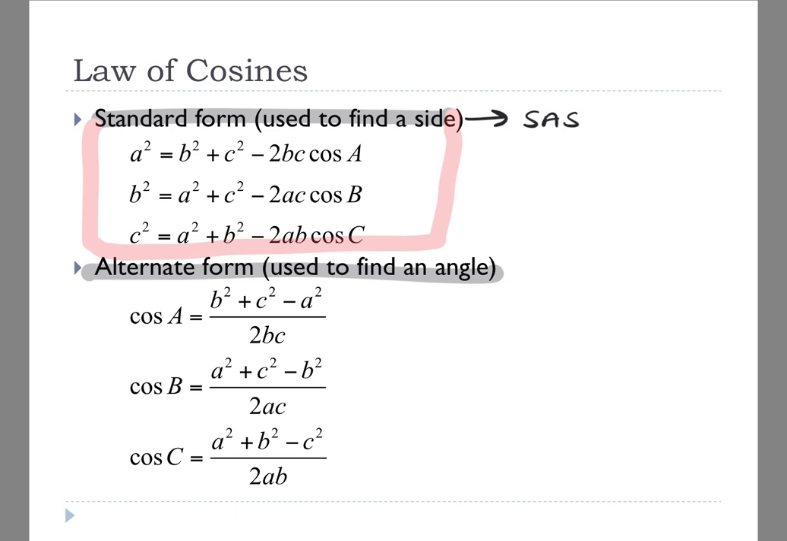B squared would equal a squared plus c squared minus 2ac cosine B. And c squared would equal a squared plus b squared minus 2ab cosine C. So the pattern goes: the sum of the squares of the two sides you are given, minus 2 times the product of those sides times the cosine of the angle you are given.